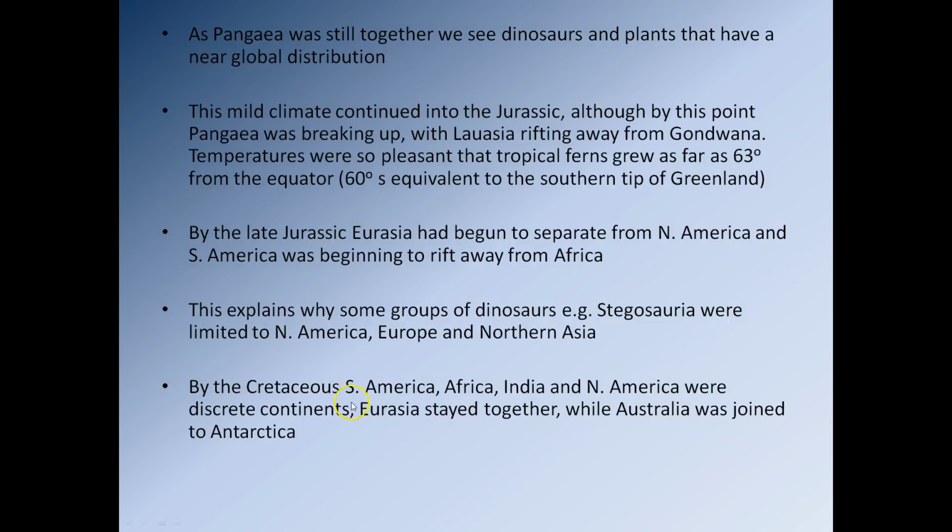So by the Cretaceous, South America, Africa, India, North America were all discrete continents. I should point out, in the case of North America, it was the extremely late Cretaceous. Eurasia, so that's Europe and Asia, stayed together, still together now. And towards the end of the Cretaceous, Australia was still joined to Antarctica. It was just completing its rift to separate itself from Antarctica right at the end of the Cretaceous.